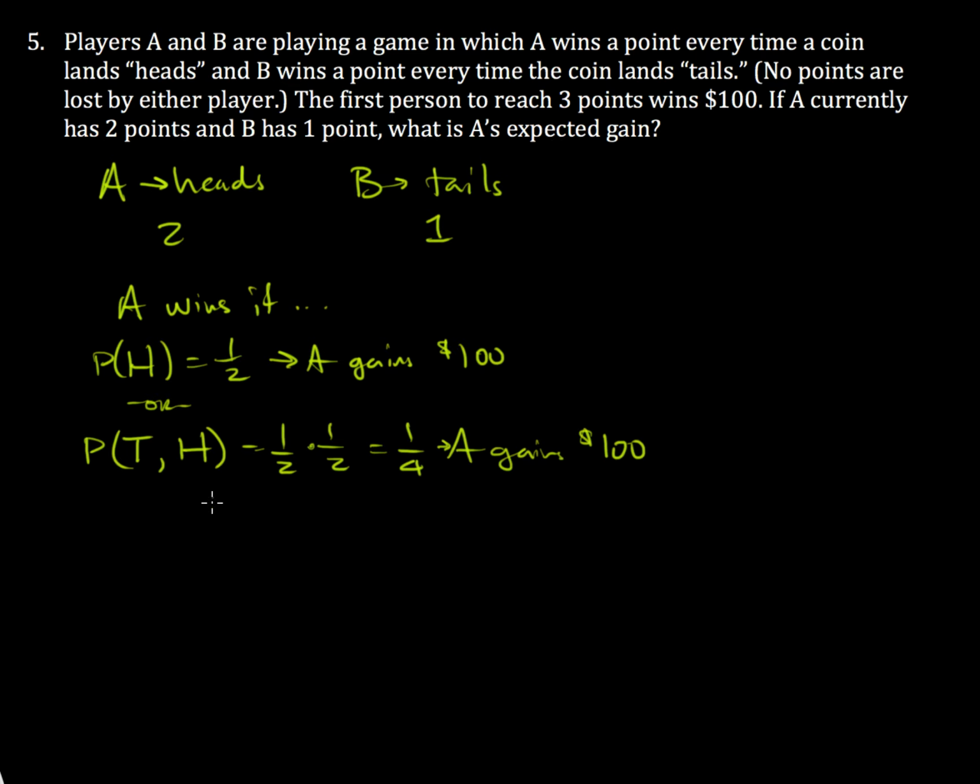So now if we're going to do our expected gain or expected value formula, we're going to take the $100 that they would gain in the first scenario times the probability of it happening, plus they still stand to gain $100 if this happens, and it has a 1/4 chance of happening. So that's 50 plus 25. So at this point in the game, A has an expected value of $75.